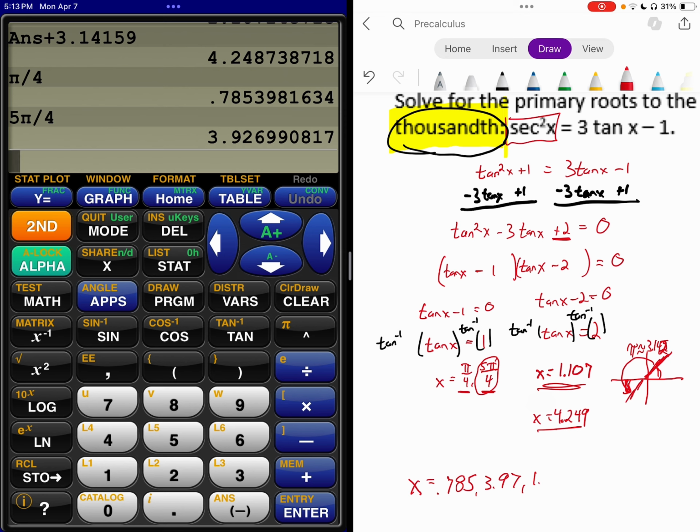So 1.107 and 4.249. All right, there's chapter or section 5.8, solving trig equations.